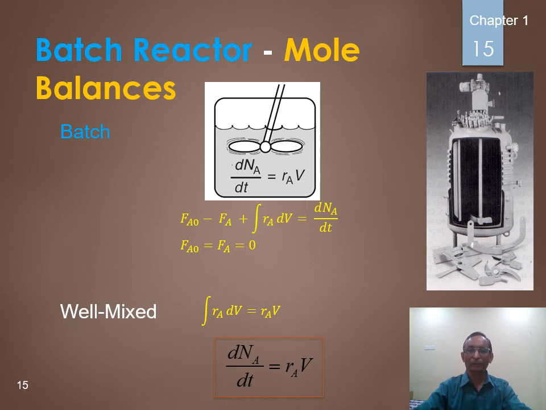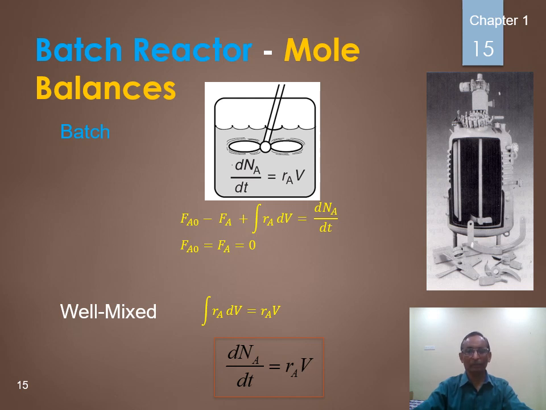The second assumption is that it is well mixed, that is uniformly mixed. Then we can say that integral Ra dV is equal to Ra into V. Otherwise, if it is not well mixed, concentrations are going to differ depending upon the volume, V1, V2, V3, V4, and then you have to take a summation over dV. So only if it is well mixed can you take the V outside the integration. Therefore, we have Ra into V equal to dNa by dt.